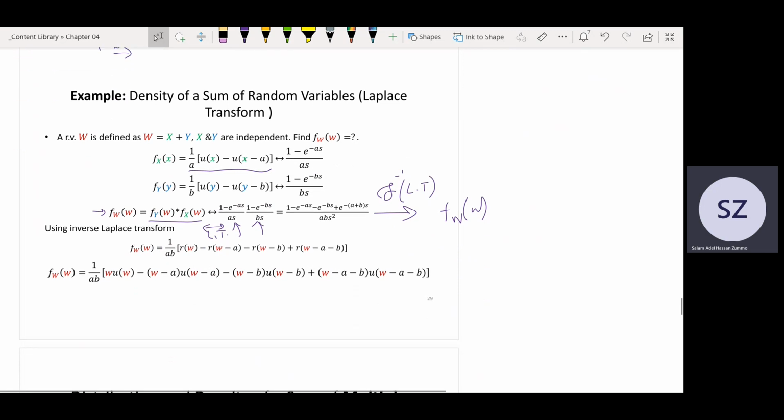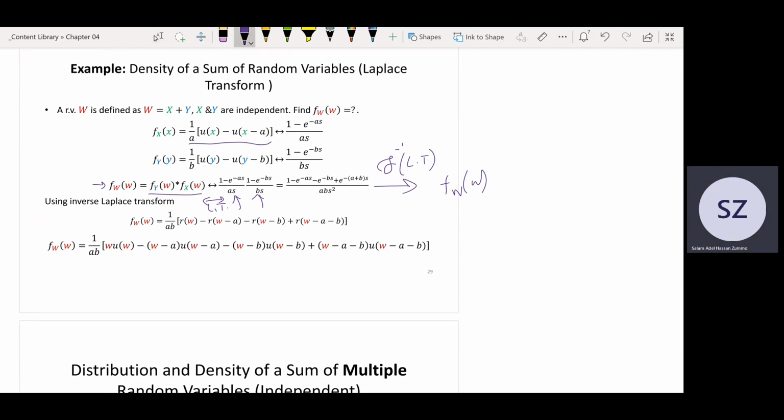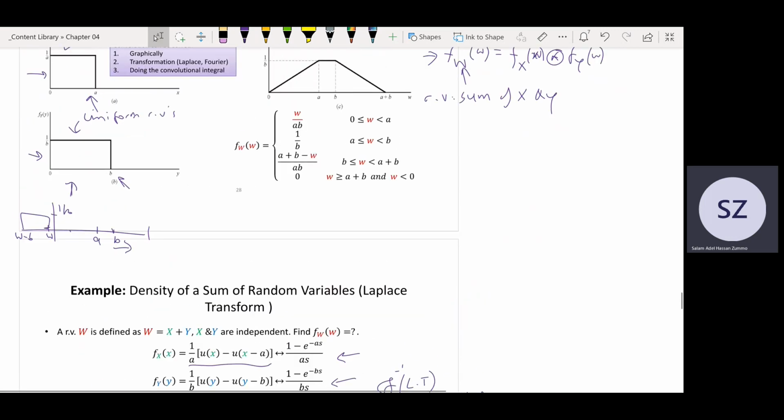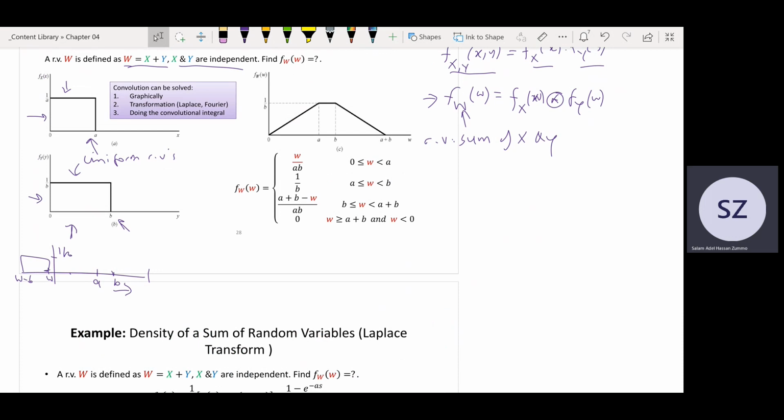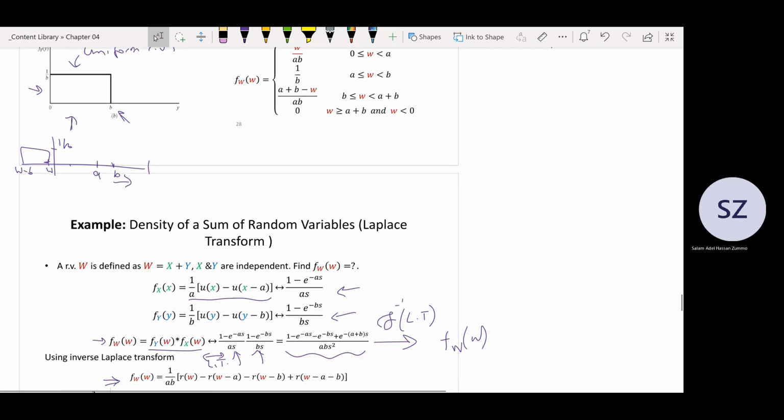Now, taking the Laplace transform of these two, the Laplace transform of this will give you (1 minus e to the minus as) divided by as. Check it out. And the Laplace transform of this will give you this. Multiplying them together gives you the Laplace transform of the PDF of W. Taking the inverse of that will give you the PDF. Both approaches should give you the same answer. At the end, it's the same function; it's just a different approach.